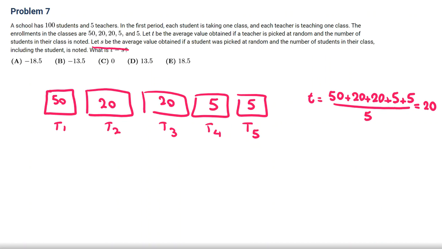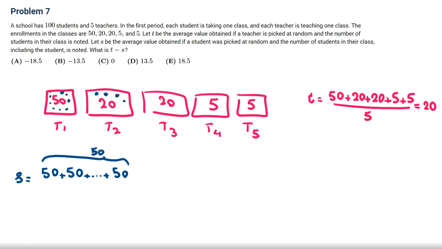Next one. Let S be the average value obtained if a student is picked at random, and the number of students in their class, including the student, is noted. Let's calculate S. Each student, we have 50 students here. I ask each of them. They say there are 50 students in our class, including the student. So we have 50 answers, all of them are 50.